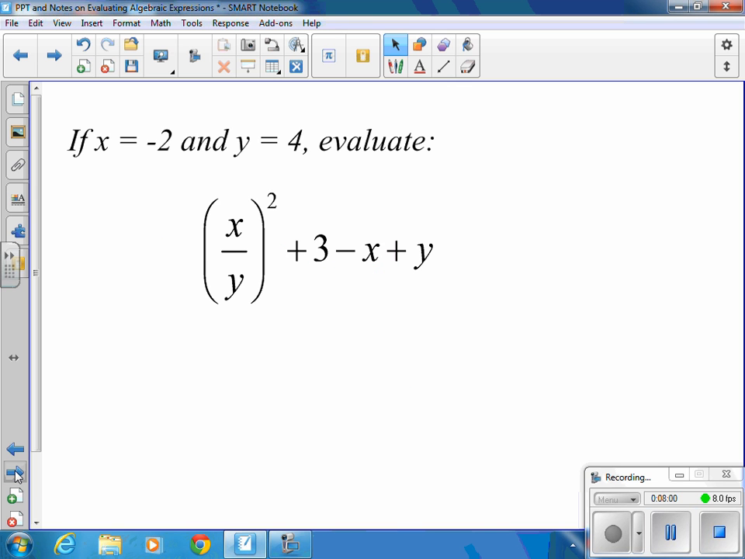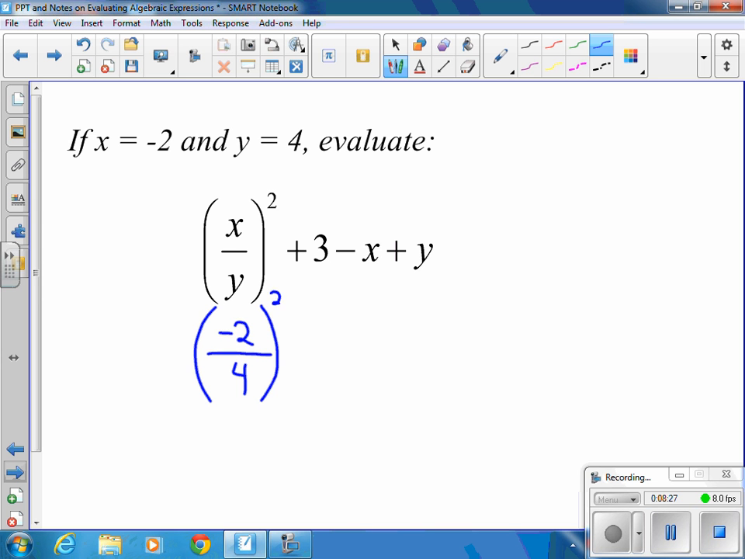All right, next one. We're starting to get a little bit trickier here. Don't freak out when you see something like this. It's, yes, a little bit harder, but it's not something that's impossible. You can still do this, okay? So we're just going to do the same thing of plugging in the numbers that we need to plug in. So x is negative 2. So I have negative 2 over y, which was 4. And all that's in parentheses, because all that's being raised to the second power. I'm going to add to that 3.